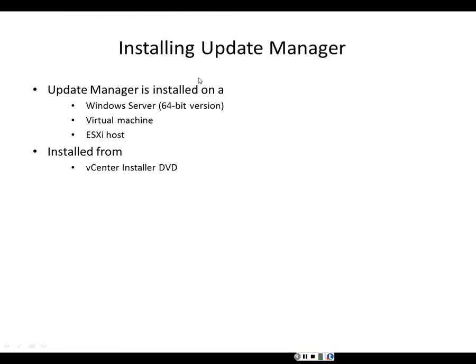Now let's install the Update Manager. The Update Manager is an application, and it's installed on a 64-bit version of Windows Server on a virtual machine which is located on an ESXi host. And it's installed from the vCenter installer DVD, which we downloaded from VMware.